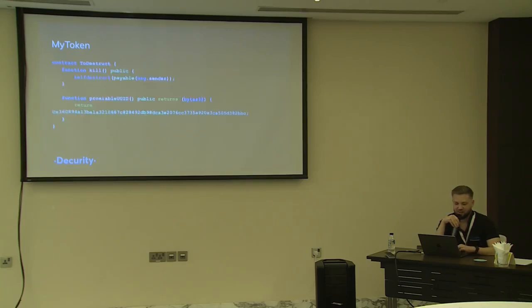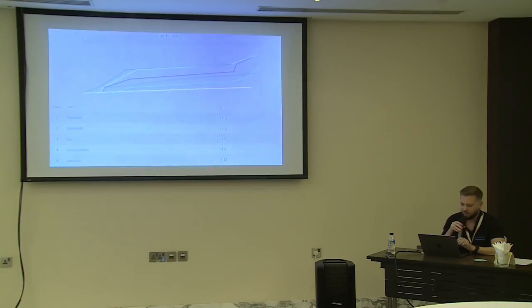Yeah, this is how the malicious contract that kills itself looks like. So it just, as I explained, has the extra function proxiableUUID, which is required by UUPS proxies. It just returns the implementation slot address.